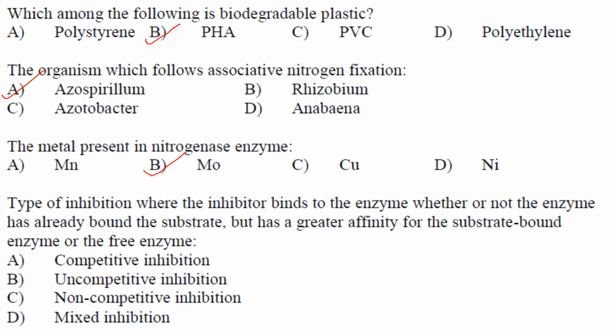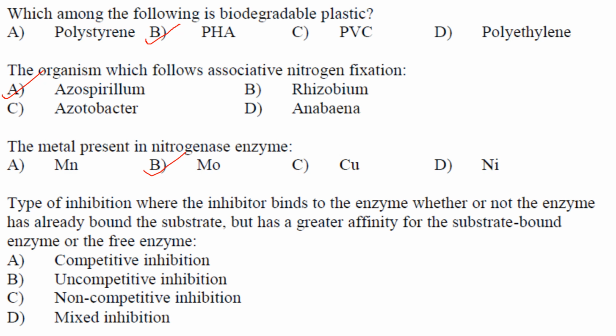What type of inhibition is it? Is it competitive inhibition? No. Because here the inhibitor competes with the substrate for the active site, and inhibitor has greater affinity for the free enzyme, not for enzyme substrate bound complex. Then uncompetitive inhibition, here the uncompetitive inhibitor binds to enzyme substrate complex only, but not to free enzyme. Here it binds to both enzyme substrate complex as well as free enzyme. So it is not uncompetitive inhibition.